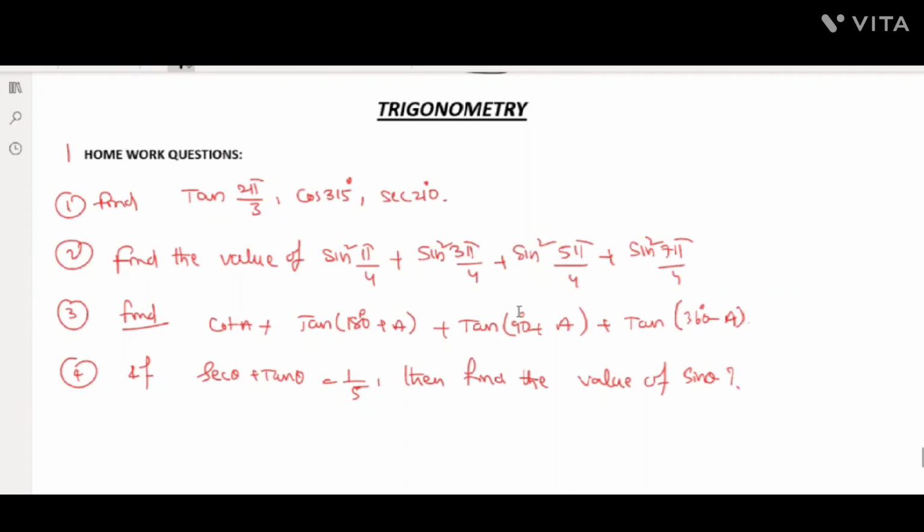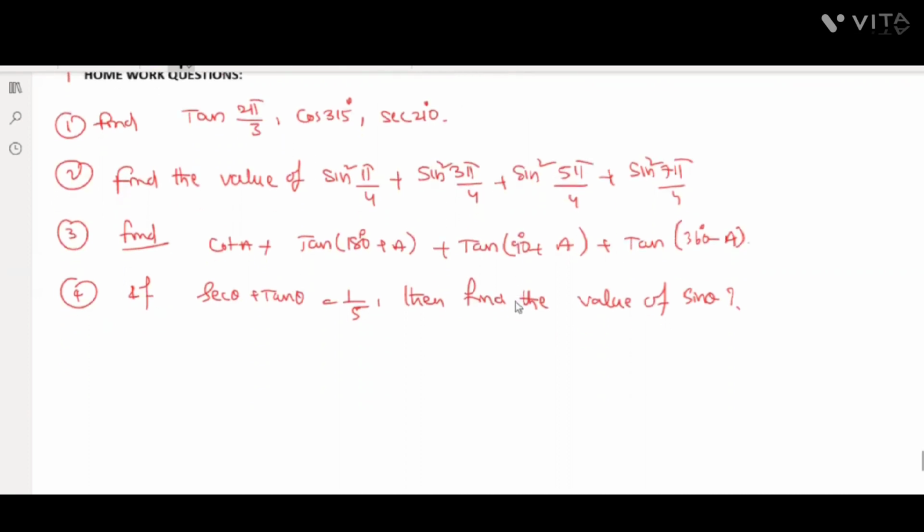If you look at question number 1, what I gave is to find tan 2 pi by 3. If you don't know what 2 pi by 3 is, just substitute pi as 180 degrees, since pi radians is equal to 180 degrees. So tan of 2 into 180 degrees divided by 3. 3 sixes are 18, so we have to find the value of tan 120 degrees.